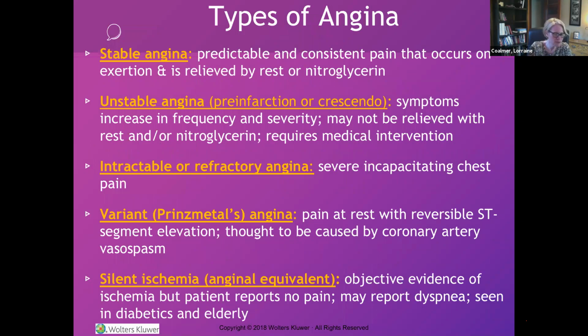Some general terms. Stable angina, I already talked about this. I can predict, oh, I'm going to walk up a flight of steps and get chest pain. And then I sit down and it's relieved by rest. Or I take my nitroglycerin underneath the tongue, sublingual. So I know when it's going to happen, and it occurs on exertion. So I'm physically lifting boxes, and I say, wait a minute, I need to take a break. I rest, or I take a nitroglycerin tab, and it resolves. That's stable angina.